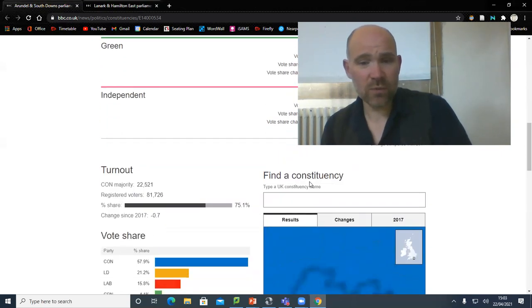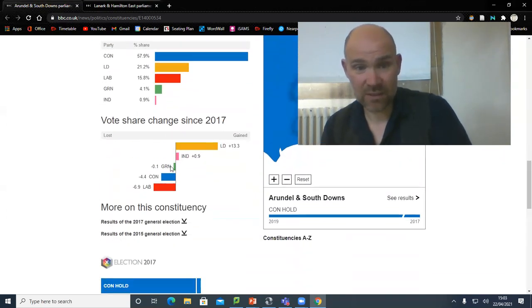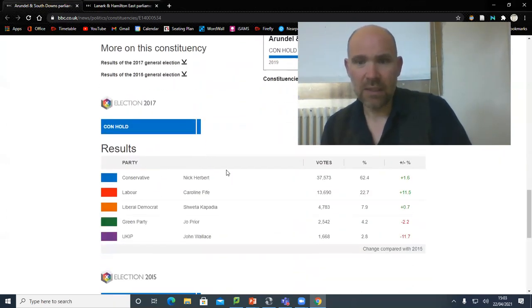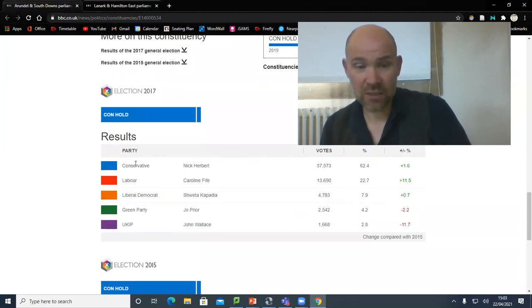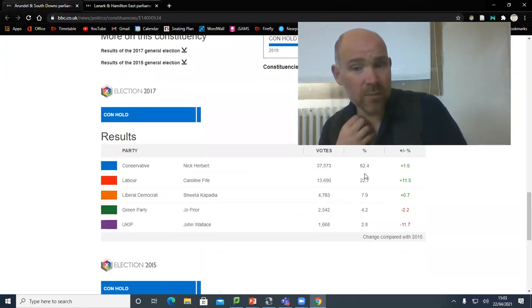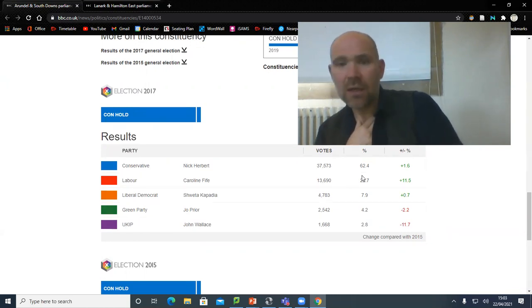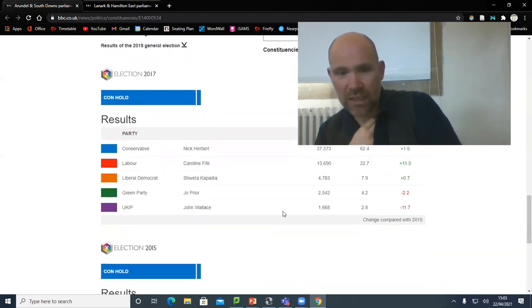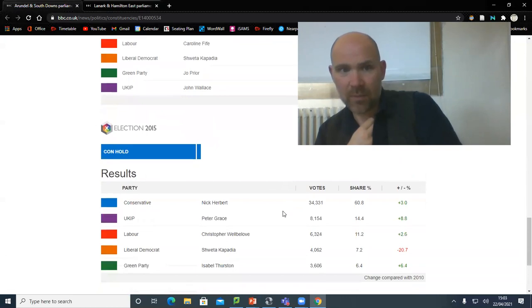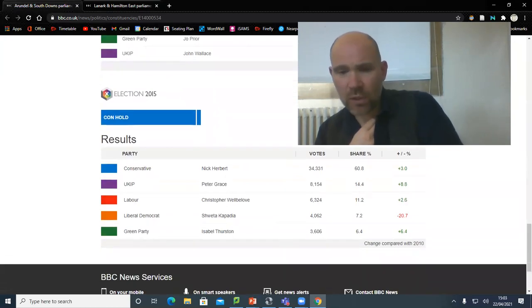Now, the reason why I chose this one is actually because in 2017, if I scroll down here, you can see that actually the Conservative candidate that time, who was Nick Herbert, got over 62% of the vote, which is a clear absolute majority in this constituency, and the other parties really had no chance of winning, even with a pretty big swing. Let's talk a little bit more about that.